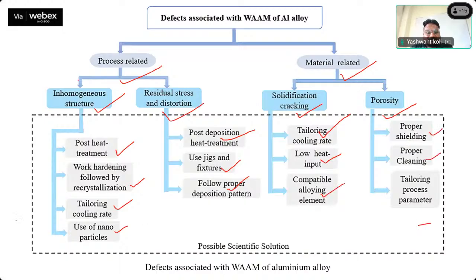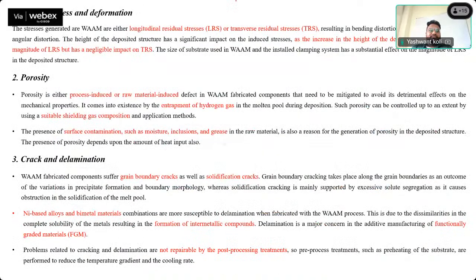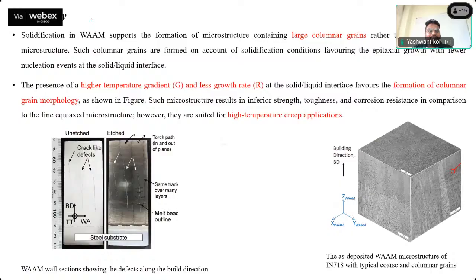So these are all the possible solutions for aluminum alloy defects. These are the defects: residual stress, porosities, cracks, and delaminations. And isotropy I've already discussed. These are the cracks.